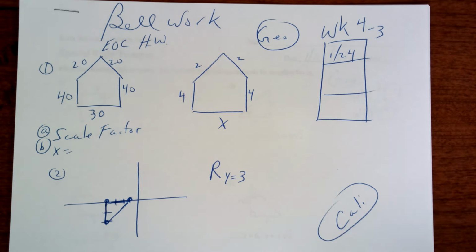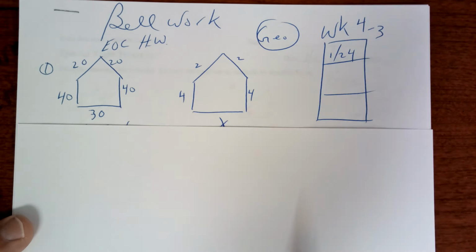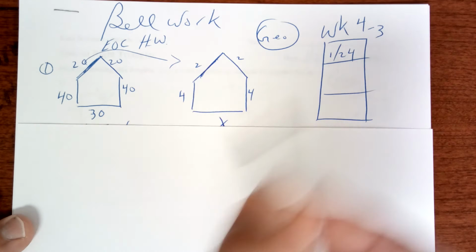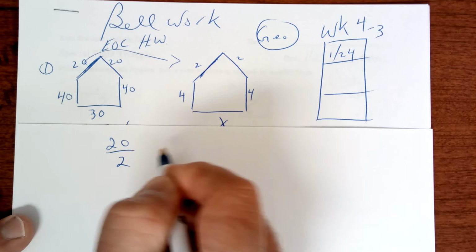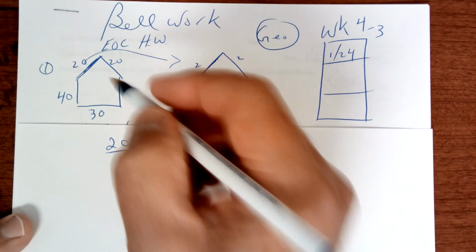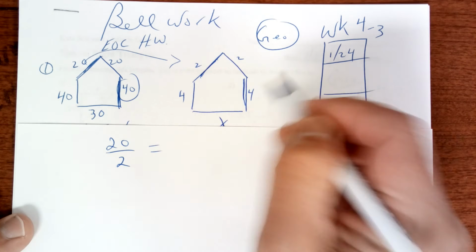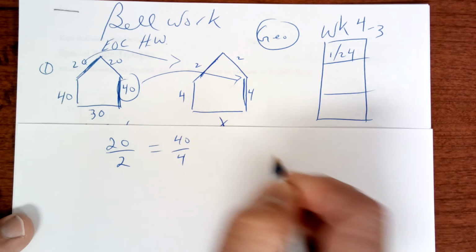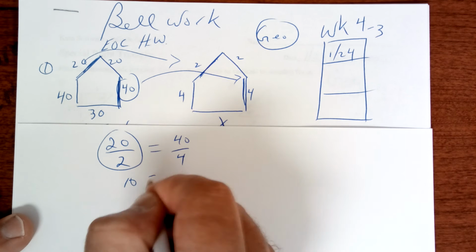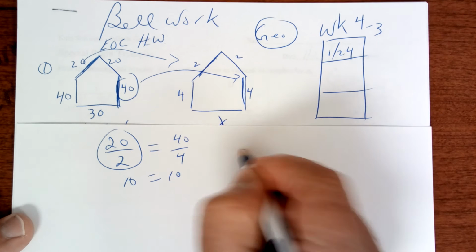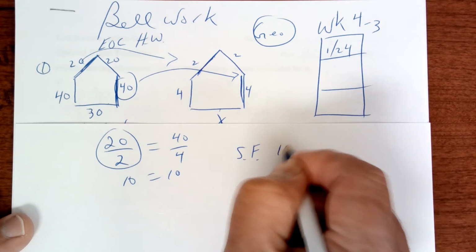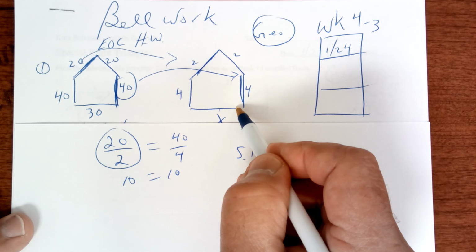Scale factor, you're going to do this slant over that slant. So 20 over 2. You can do this side over this side if you like. 40 over 4. And if you reduce that, you get 10. So the scale factor is 10. This one is 10 times bigger than that one. Or this one is 1/10 the size of that one.